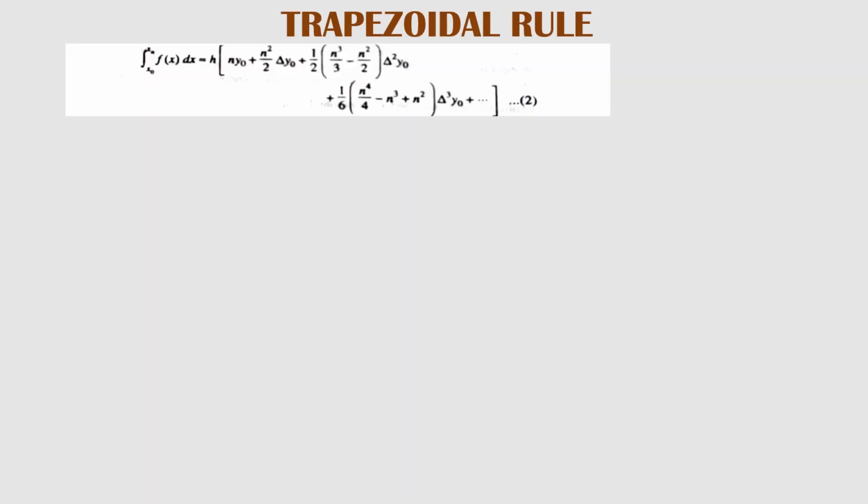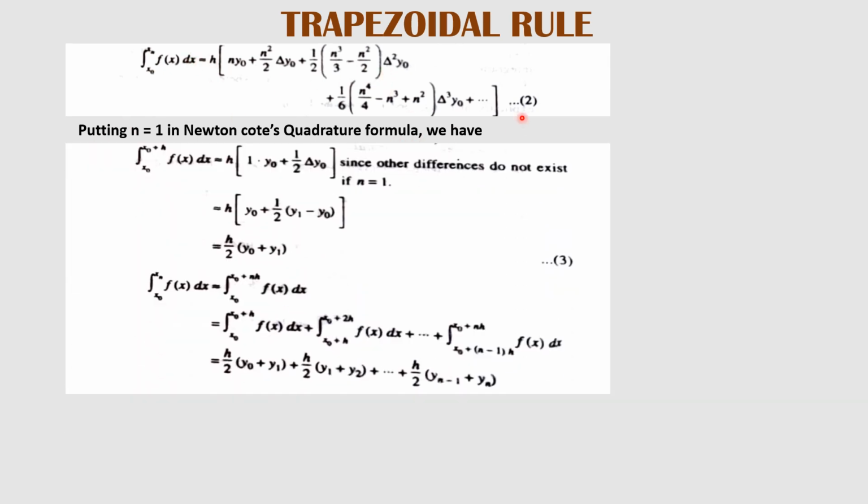We'll start with trapezoidal rule. In this, we are going to consider the Newton-Cotes quadrature formula in terms of n. This is the formula which we derived earlier. Now, putting n is equal to 1 in this Newton-Cotes quadrature formula, we have, so when you substitute n, this will become n is equal to 1.